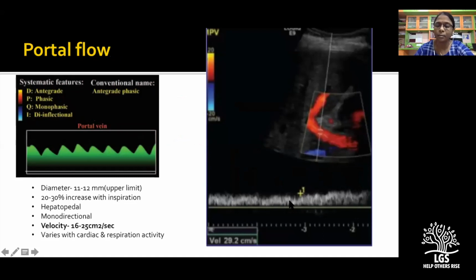And portal vein is usually monophasic and the direction is towards the liver. It is seen as a red color. And the normal diameter of the portal vein is 12 to 13 mm with a normal velocity ranging between 15 to 30 centimeter per second.